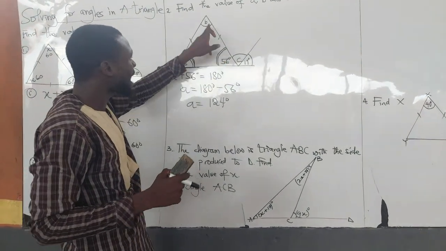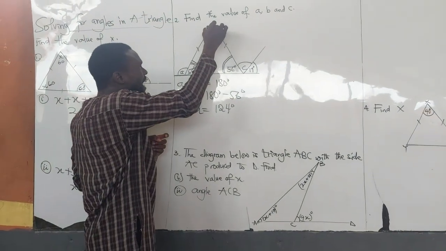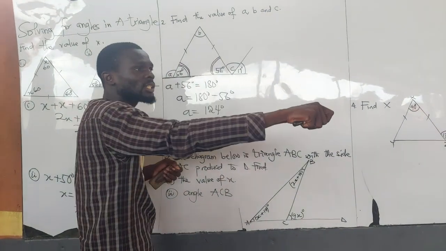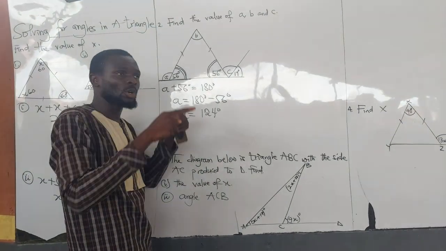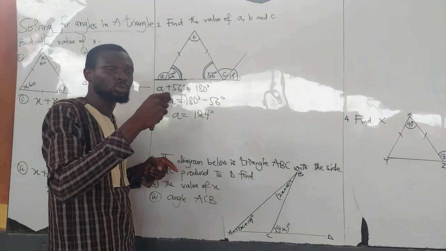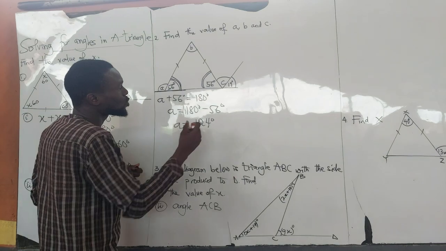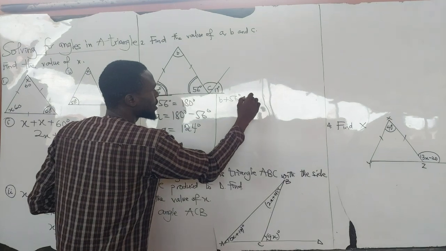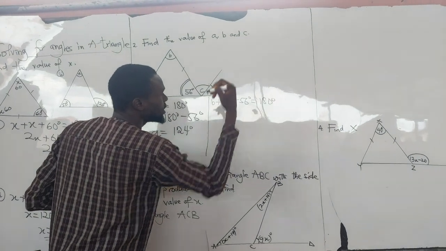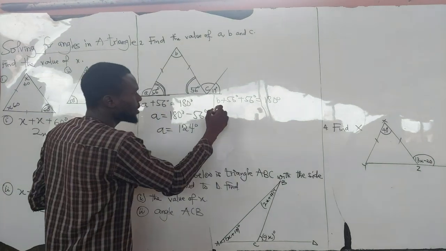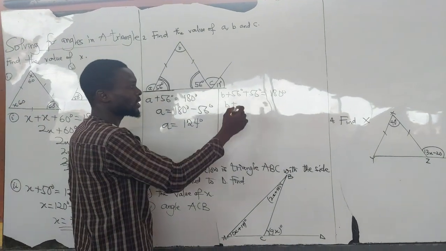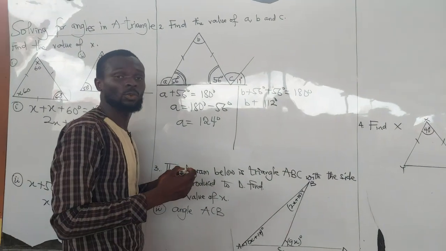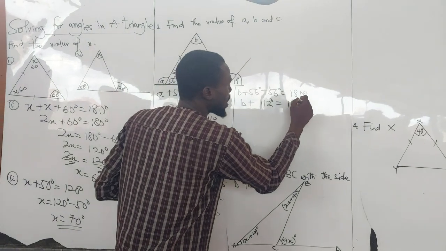The same. Now, I can solve for B by adding the angles in the triangle, which is this plus this plus this. Then we equate it to what? To 180 degrees, because the angles in the triangle sum up to 180 degrees. So I can solve for B by saying that B plus 56 degrees plus 56 degrees is 180 degrees. Now, 56 plus 56 will give you 112 degrees, which is equal to 180 degrees.